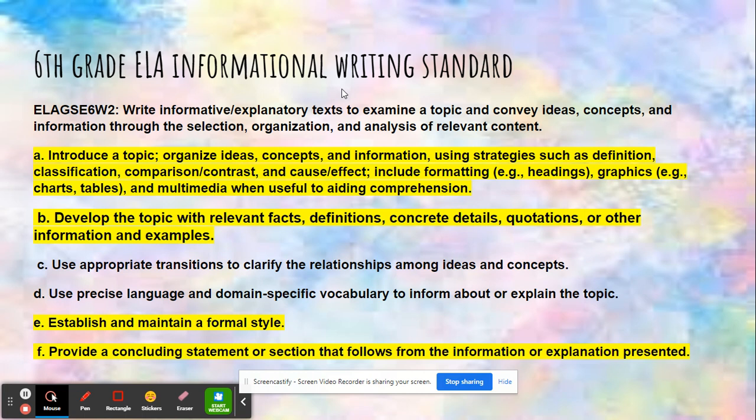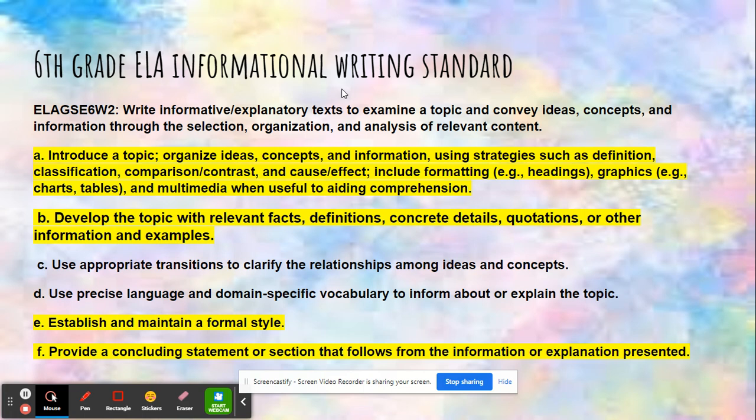So if we spend the appropriate amount of time teaching them how to write that introduction, where it is clear, concise, and provides something for them to follow, they are typically able to do B, which is develop the topic with relevant facts, definitions, concrete details, quotations, and other information and examples. And that's where they do that with their body paragraphs. So in C, we see they use appropriate transitions. With that, that's where my co-teacher would come in and we would both provide anchor charts, and she helps me with that. So using precise language and domain specific vocabulary to inform about or explain the topic.